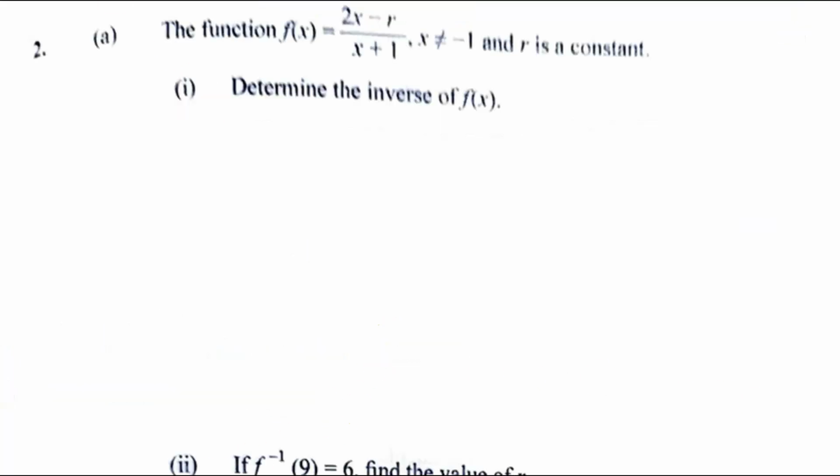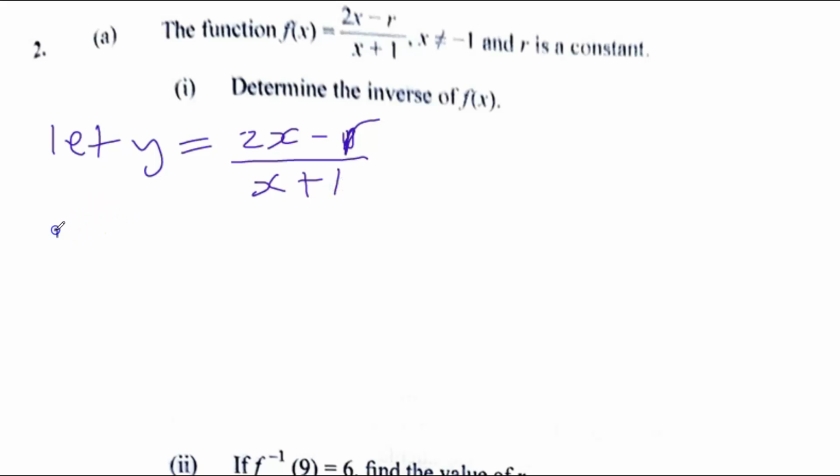Let's move to question 2. Part A. The function is 2x minus r over x plus 1, where x is not equal to minus 1. And we're told r is a constant. We're asked to find the inverse of the function. So we can let y be equal to whatever the function is. That's 2x minus r over x plus 1. And of course, we can interchange x and y. So we're going to interchange x and y. So where we have y, we put x. And where we have x, we replace with y.